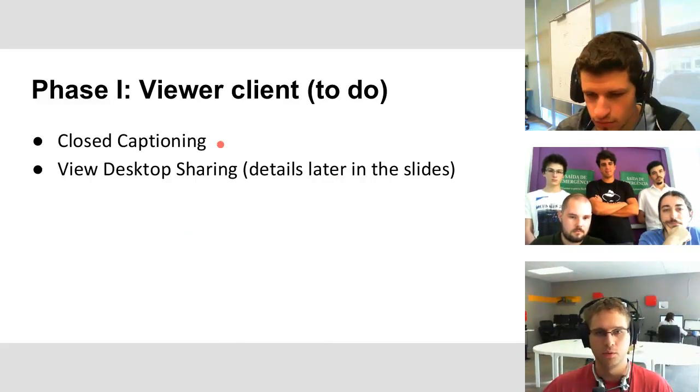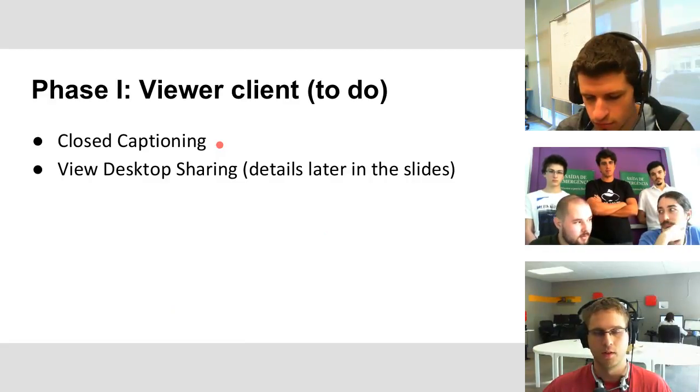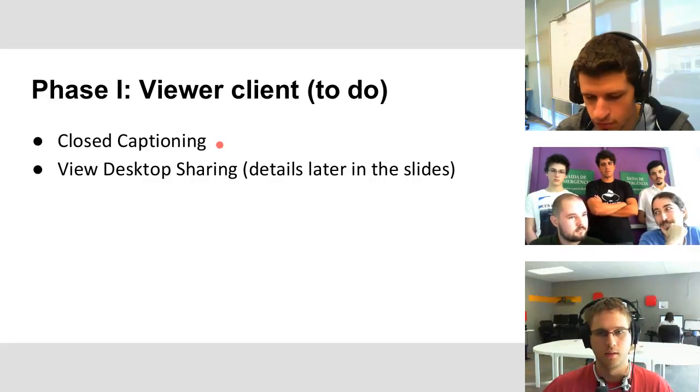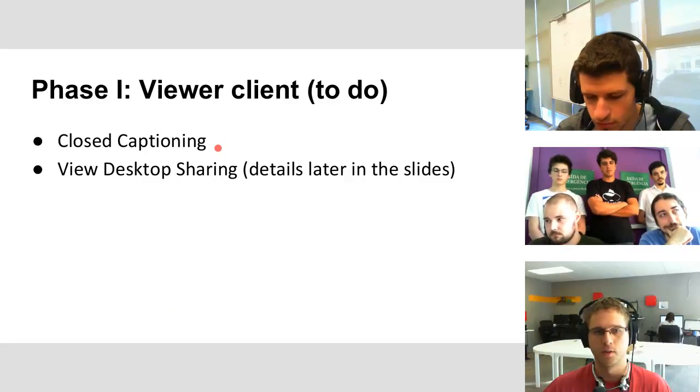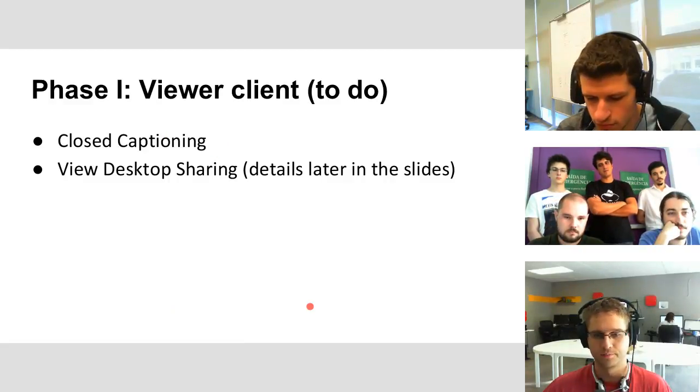What's remaining to do is we need to finish the development of closed captioning, so we comply with everything that's in 1.1 for BigBlueButton. And another thing we need to finish for the first phase of the HTML5 client is viewing of desktop sharing. This is a big topic, and we'll have more details later in the slides.